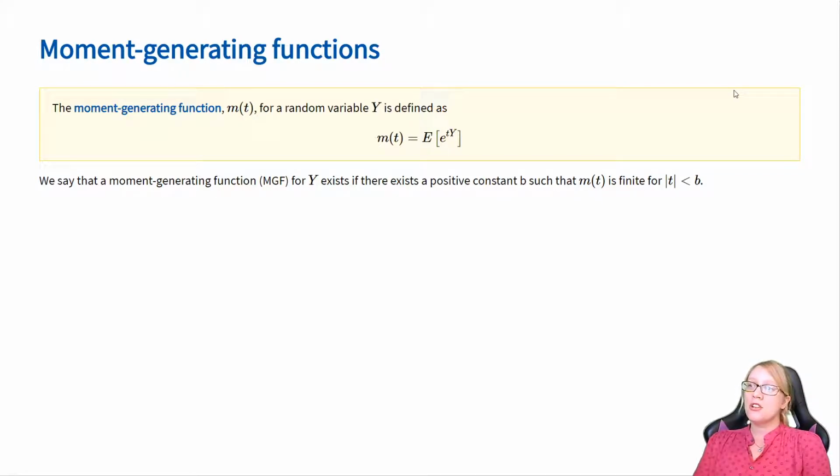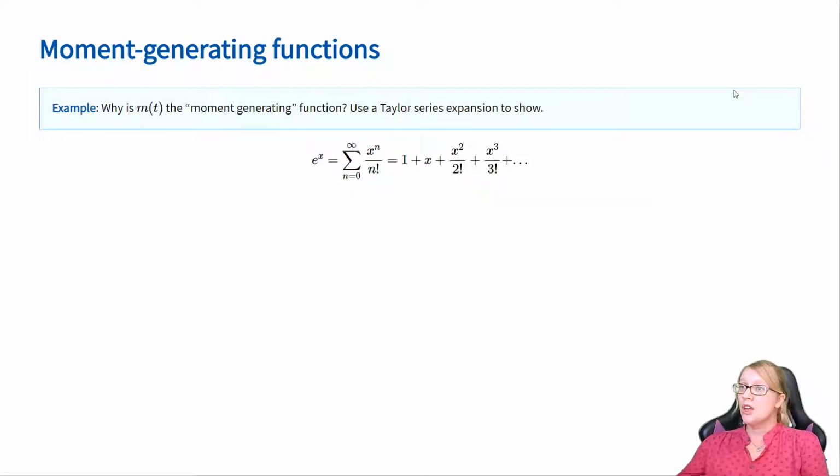Now, this moment generating function, or MGF of y, exists if there's a positive constant b such that the moment generating function is finite, where the absolute value of t is less than this constant. And it turns out that for practical reasons, we'll really only be considering t in small neighborhoods around 0. So why is this the moment generating function? Well, it turns out that has to do with the Taylor series.